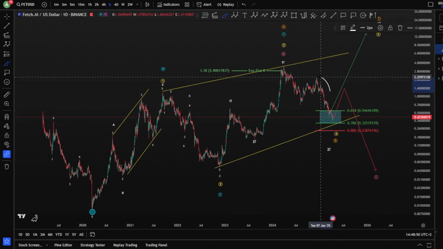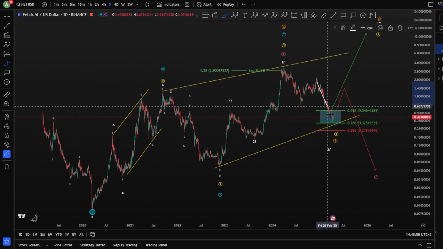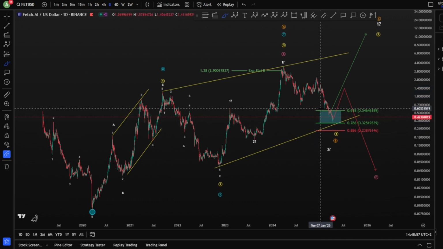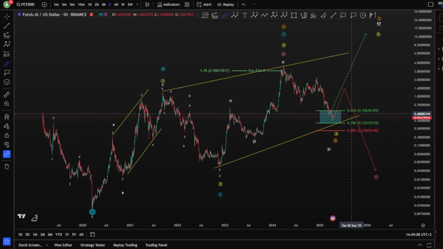Now the question mark is, did we finish of course this leg wave C or a potential wave Y? We're gonna dive deeper of course to see if we have finished or not yet, and we're gonna see how much time potentially we still have to range inside this blue box and until we unfold of course a wave 5.